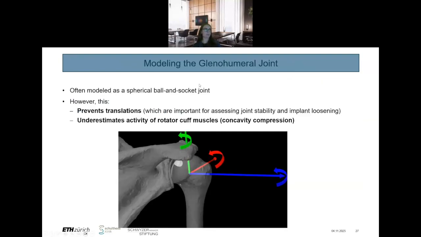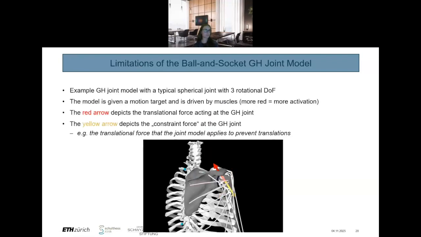However, although this has changed in recent years, traditionally the glenohumeral joint has been modeled as a ball and socket joint, and it still is in many simulation models. And this prevents the translation, so you just have 3 rotational degrees of freedom, and we're therefore, as I said, not able to assess the joint stability, and we also underestimate the activity of the rotator cuff muscles, because essentially the simulation joint is providing stability that the muscles should be providing.